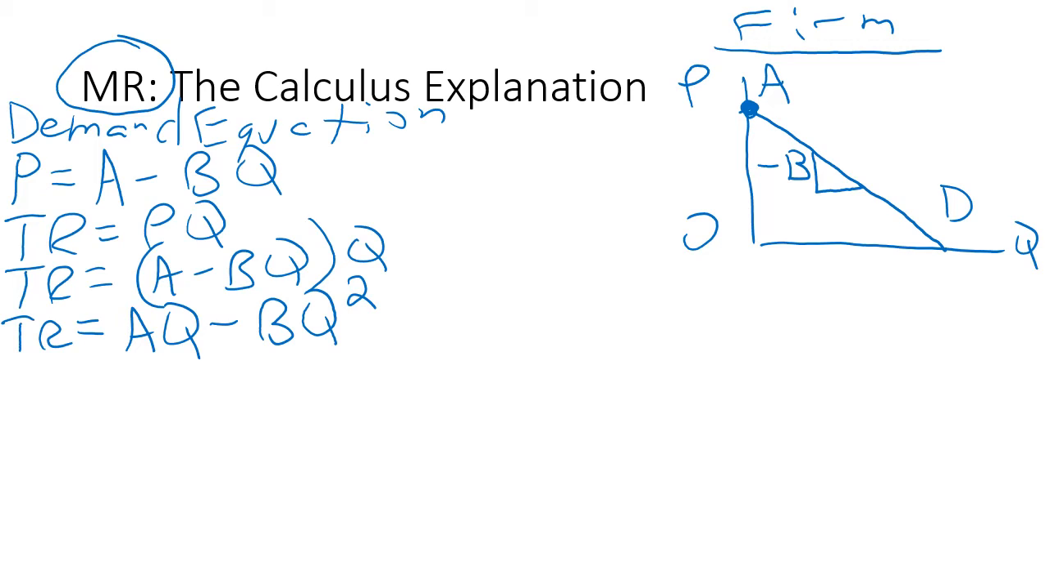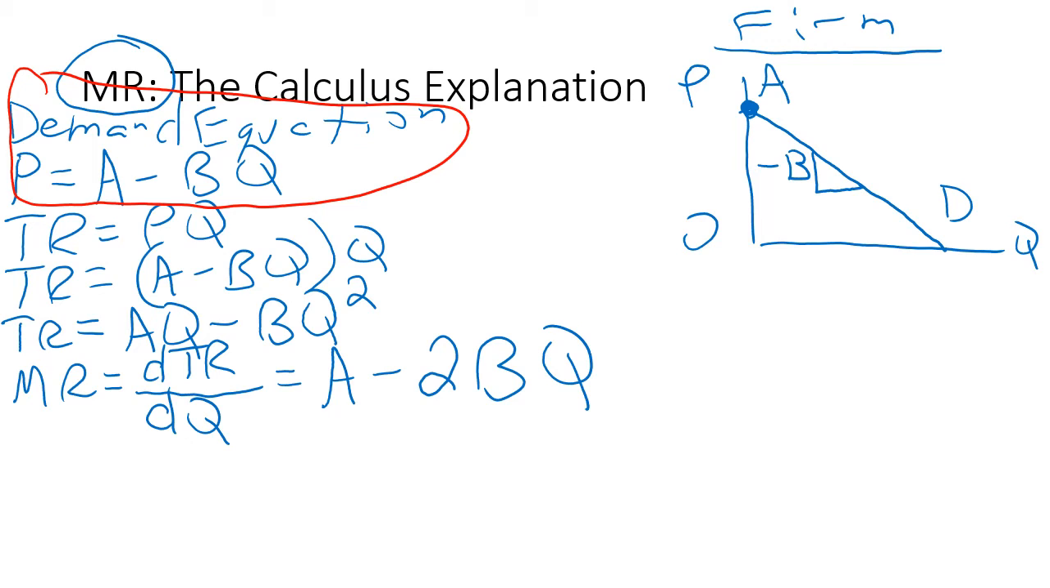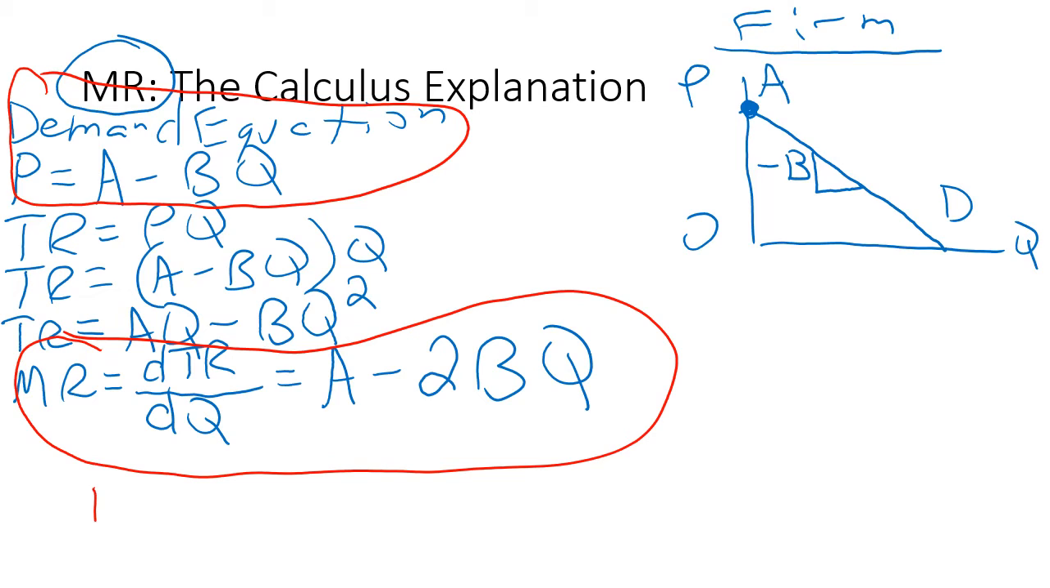Okay, so that's the TR equation. Next comes the derivation. We're using the first derivative, or the partial derivative of TR in relation to Q. So marginal revenue is the first derivative or partial derivative of TR, total revenue, in relation to quantity. So when we derive TR in relation to Q, we get A minus 2BQ. Now I'm going to switch colors and make a comparison. So what are we doing? We're comparing this equation, which is the demand equation, with this equation, which is the marginal revenue equation. And what do we notice?